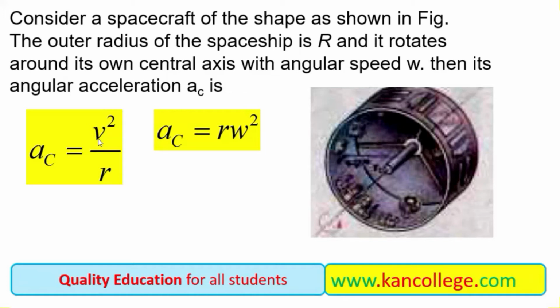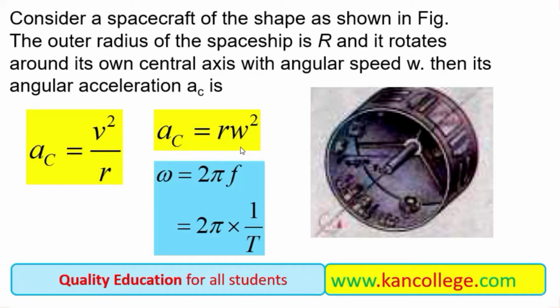And we know that v is equal to r omega. So putting the value of v, we get the result for the centripetal acceleration in this form. And omega is the angular speed of this rotating body and is equal to 2 pi f, where f is equal to 1 over capital T.